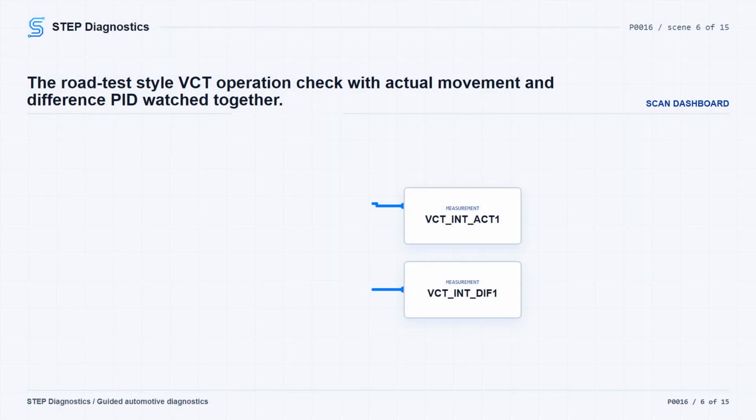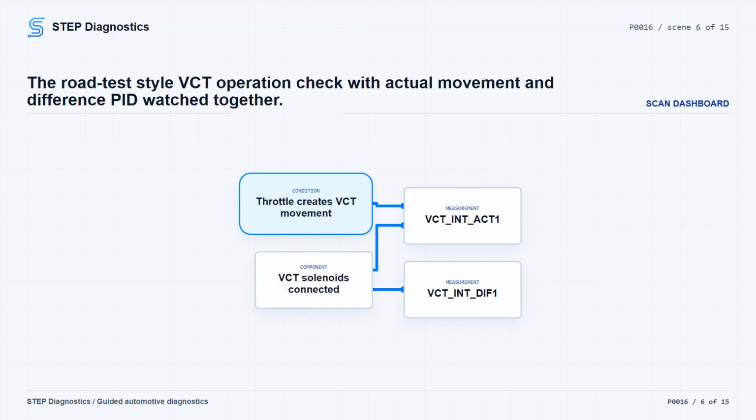Next, check actual VCT operation. Do not install a new component unless this diagnostic path directs it. Turn the ignition off, reconnect any disconnected VCT solenoid connectors. Turn the ignition on and start the engine. For P0016, monitor VCT INT ACT1 in degrees and VCT INT DIFF1 in degrees. Drive the vehicle while exercising the throttle enough to create VCT movement.